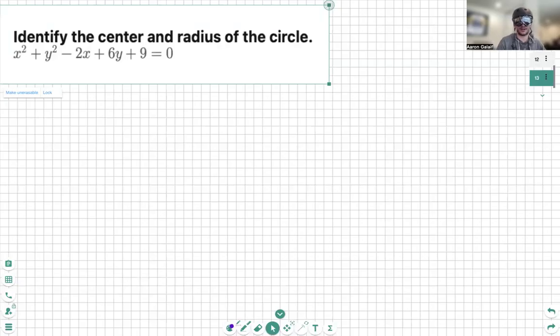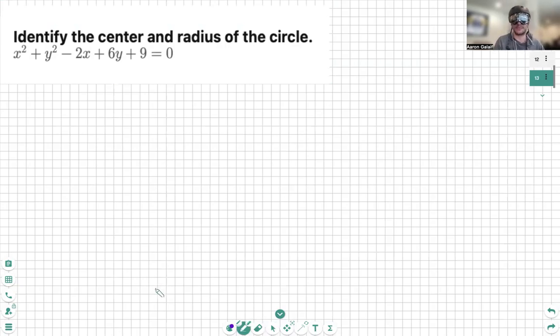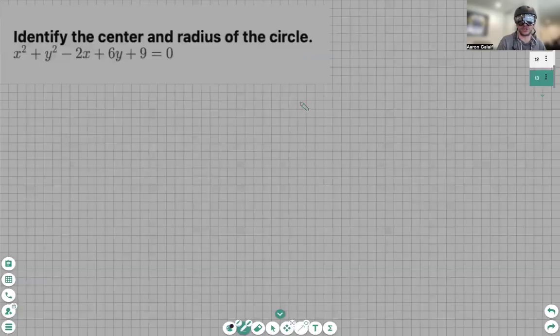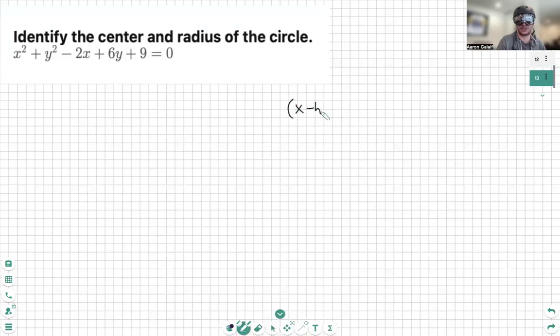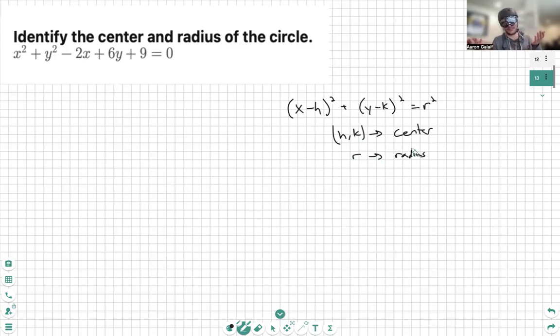Hello. In this video, we're going to go over how to identify the center and radius of a circle given its equation. So we see here that we are not given the equation in the normal circle formula, right? Our base formula for a circle is (x - h)² + (y - k)² = r². (h, k) is my center. That's the center of the circle. r is my radius. That's all we need to know to find that circle.